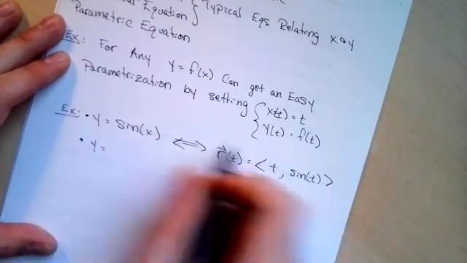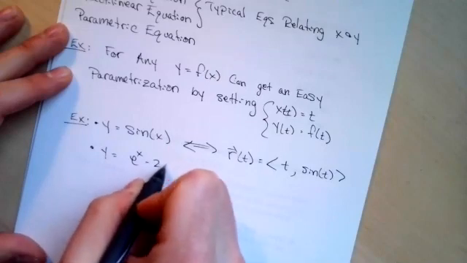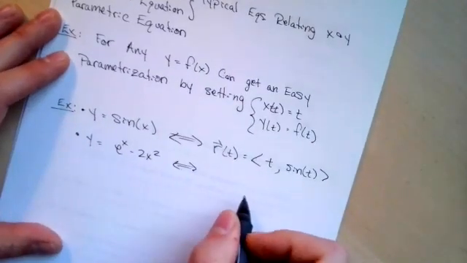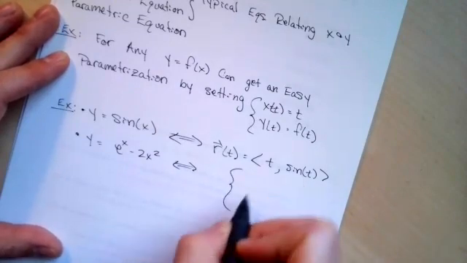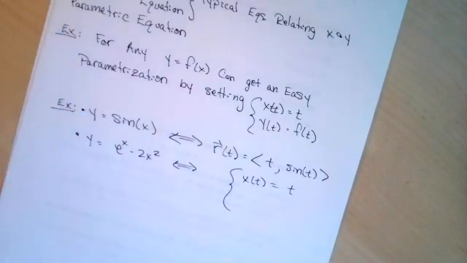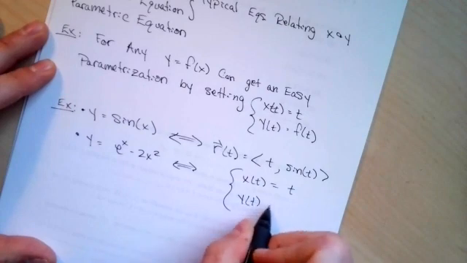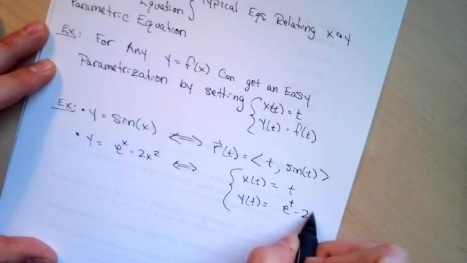If we have y is equal to e to the x minus 2x squared, and we want to come up with a parametrization, if you want to write it in our other method by listing x and y individually, same information written a little differently: x of t equals t, y of t equals e to the t minus 2t squared.